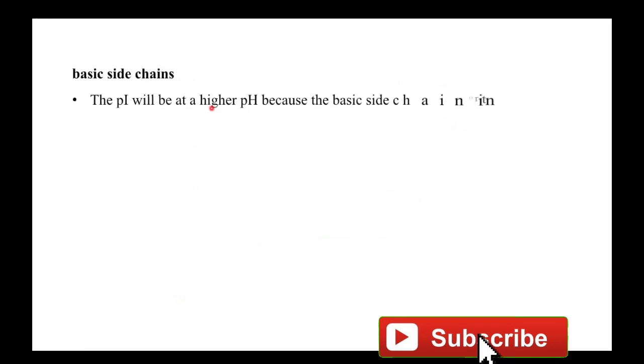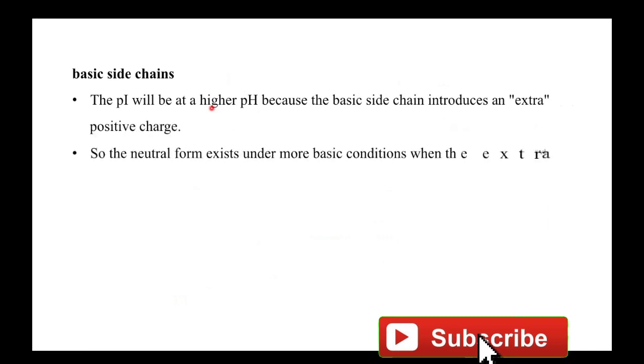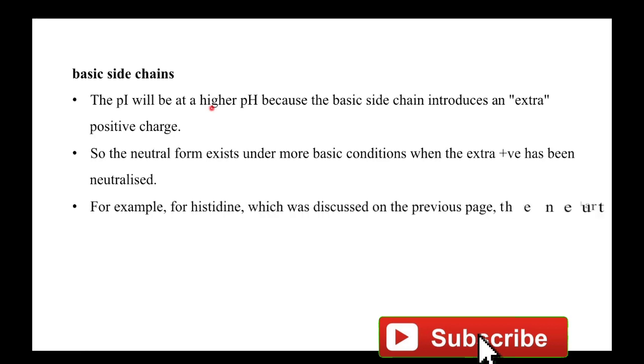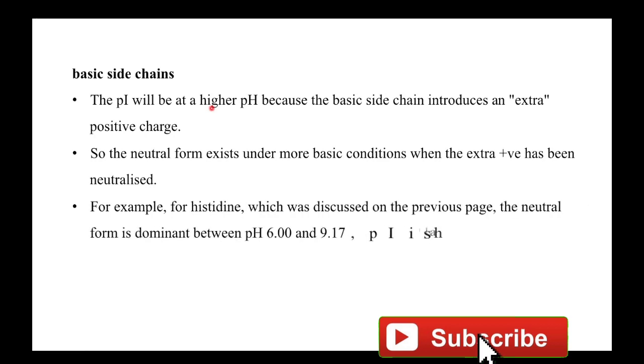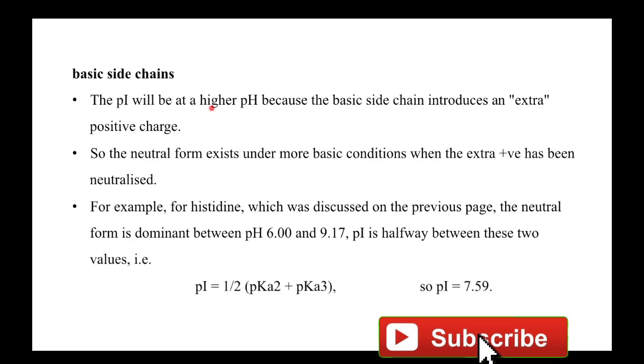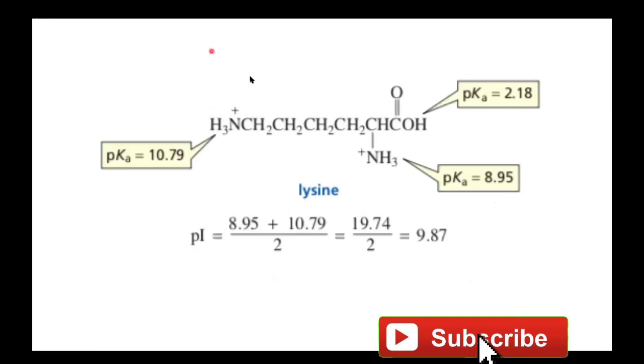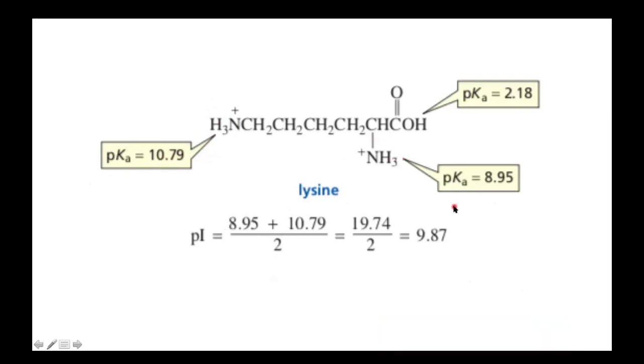For the basic side chains, there should be two NH2 groups, or a higher number of NH2 groups compared to the carboxylic groups. So here are a few points for that. Let's find one example. Here, one NH3 group is 10.79, another NH3 group is 8.95, and the pK value for the carboxylic group is near about 2.18.